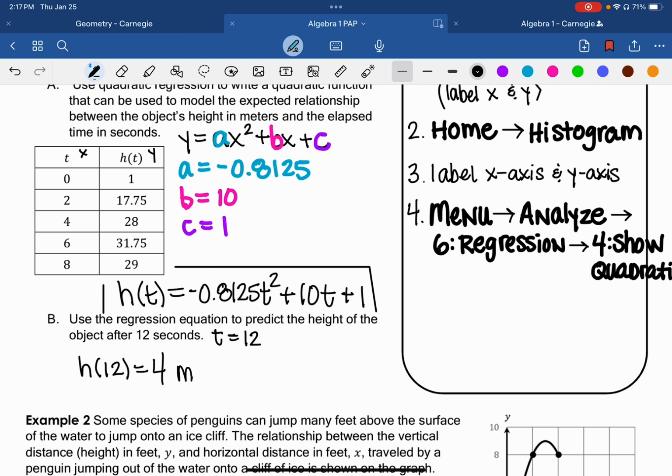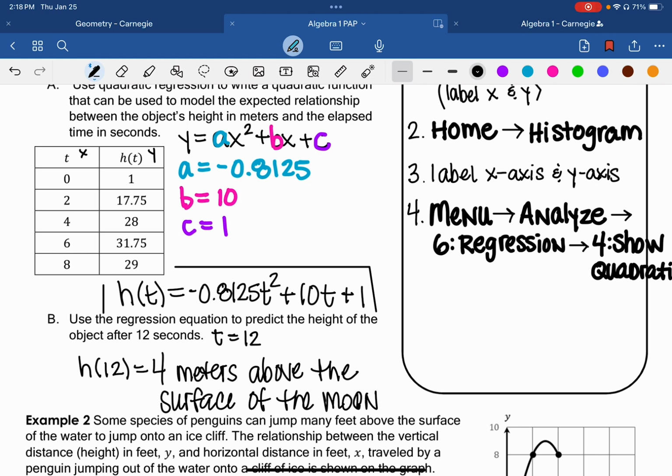This would be 4 meters above the surface of the moon. It's always good to go back and understand what that 4 means, because sometimes you will be asked to do this on the test and you have to explain what it means. So remember, we're solving for this column, so I have to know what that means in this relationship.